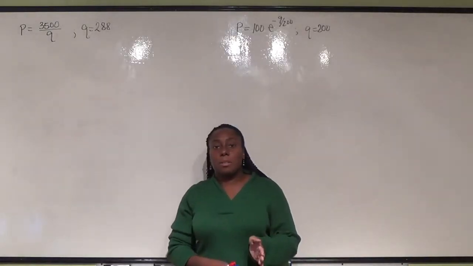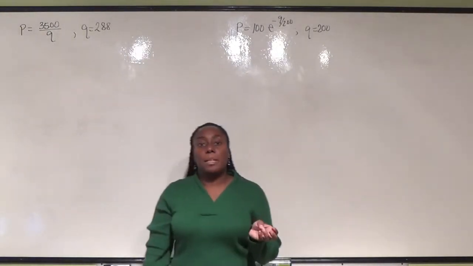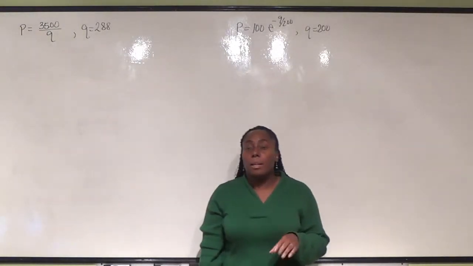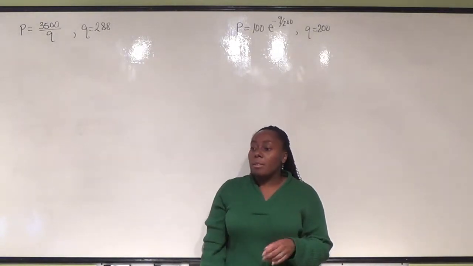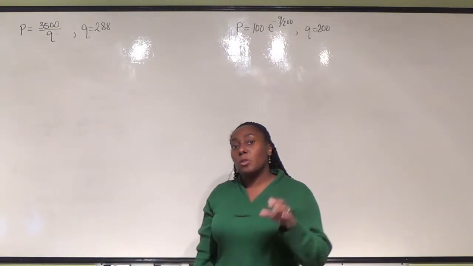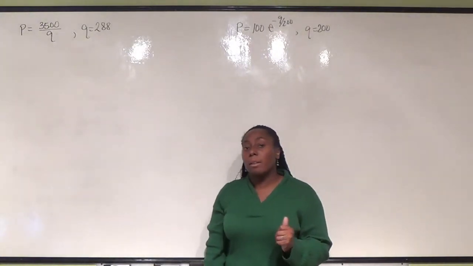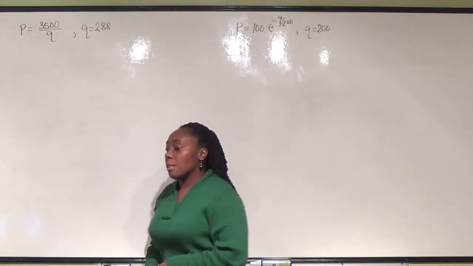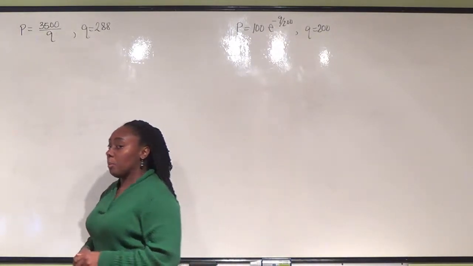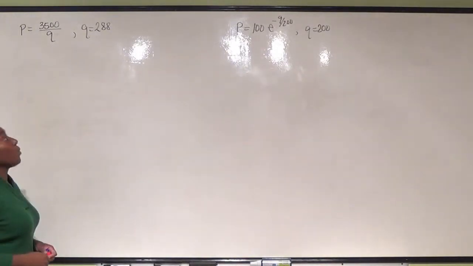In these next two examples, we're going to again look at elasticity and determine the type of elasticity at a particular point. The difference now is our demand functions are given as P in terms of Q. So the price is dependent on the quantity. So when we use our elasticity function, we have to rewrite a little bit before we can solve. Okay. So let's look at this first one.